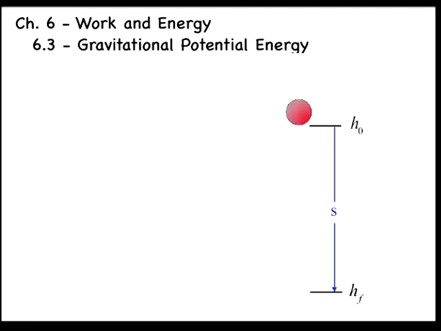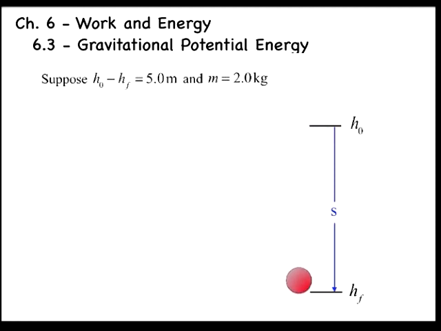Since we now have the work done by the gravitational force, we can use the work-energy theorem to find the change in kinetic energy of an object that falls through a distance h0 minus hf. For example, suppose an object of mass m equals 2.0 kilograms falls from rest from a height of 5.0 meters. What is its final kinetic energy?